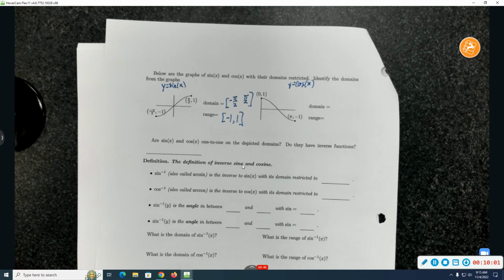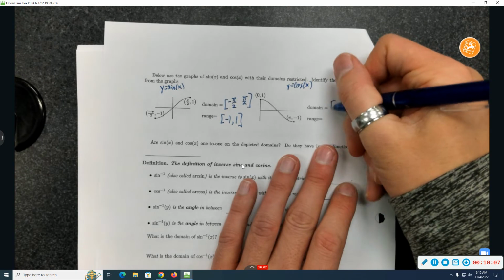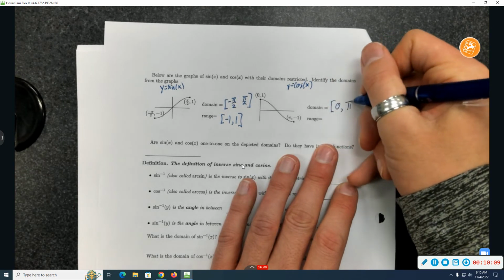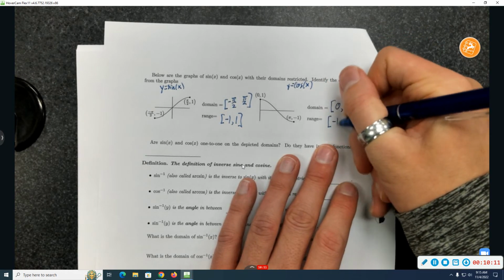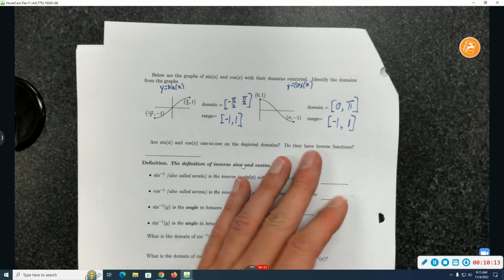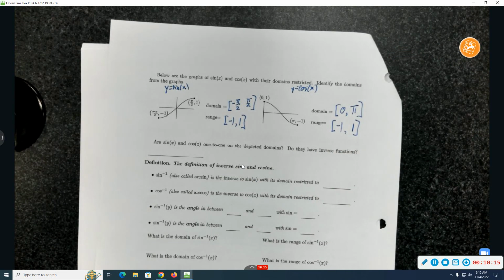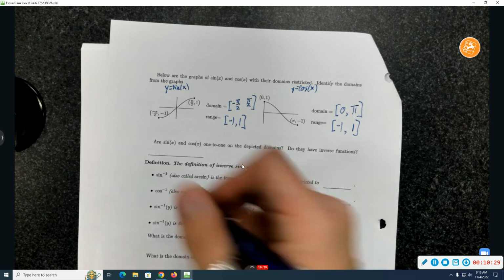Here's the restriction of cosine. What if I restricted the domain to be here, 0 to pi? And what's the range? Same, -1 to 1. So that's nice. I've restricted the domain, but the range is the same. That's something anyway. The range being the same is kind of important. On those domains, are sine and cosine one-to-one? Yep. So they have inverse functions.